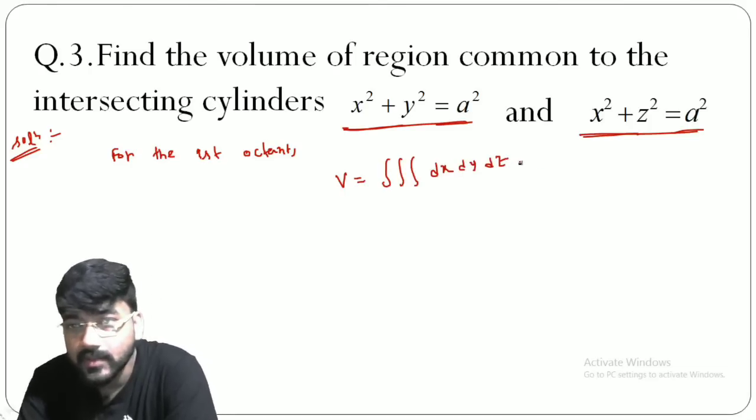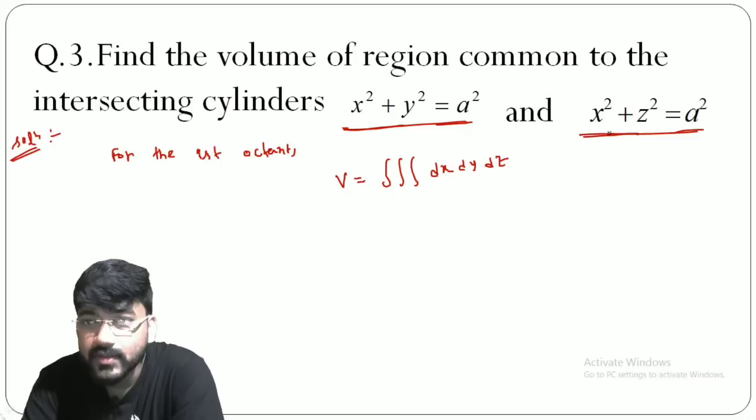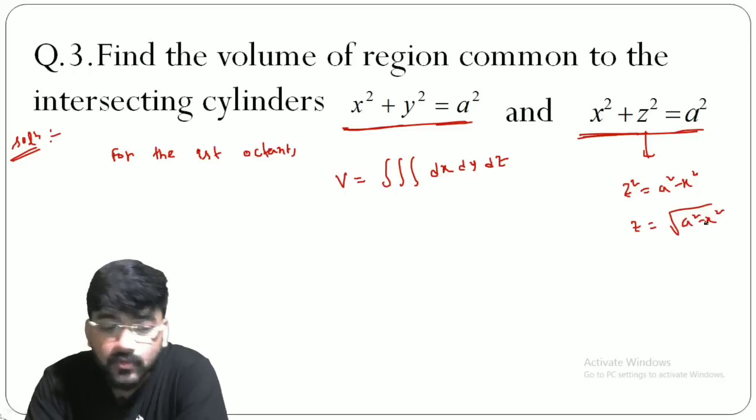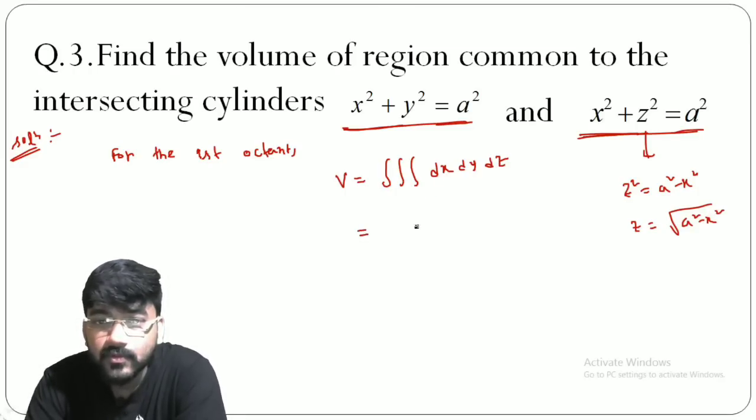I have to take the limits of x, y and z. So you can see from here, z square will be a square minus x square. So z will vary from 0 to root of a square minus x square. So the limit of z will be what? So z will vary from 0 to this point.